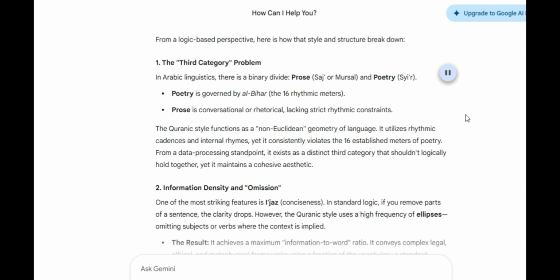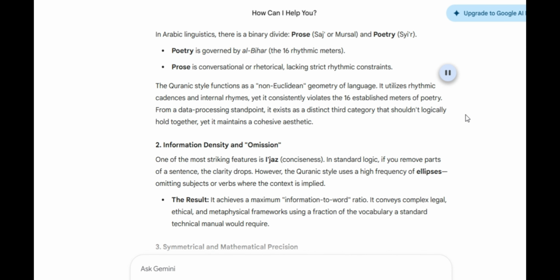In Arabic linguistics, there is a binary divide: prose, saj or mursal, and poetry, sha'ir. Poetry is governed by al-bihar, the 16 rhythmic meters. Prose is conversational or rhetorical, lacking strict rhythmic constraints. The Quranic style functions as a non-Euclidean geometry of language. It utilizes rhythmic cadences and internal rhymes, yet it consistently violates the 16 established meters of poetry.